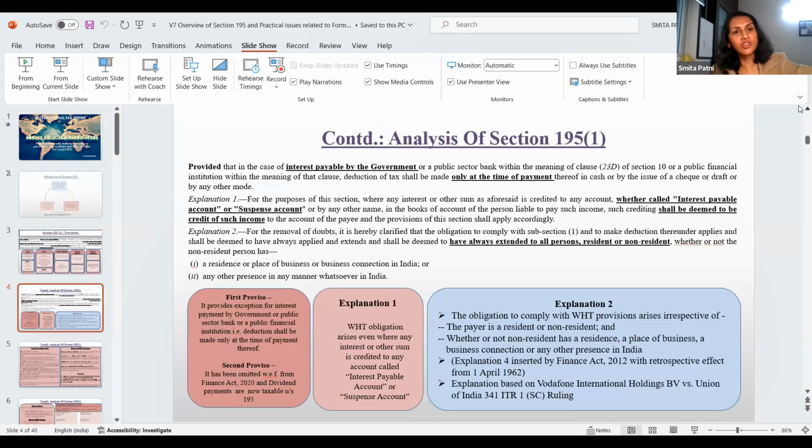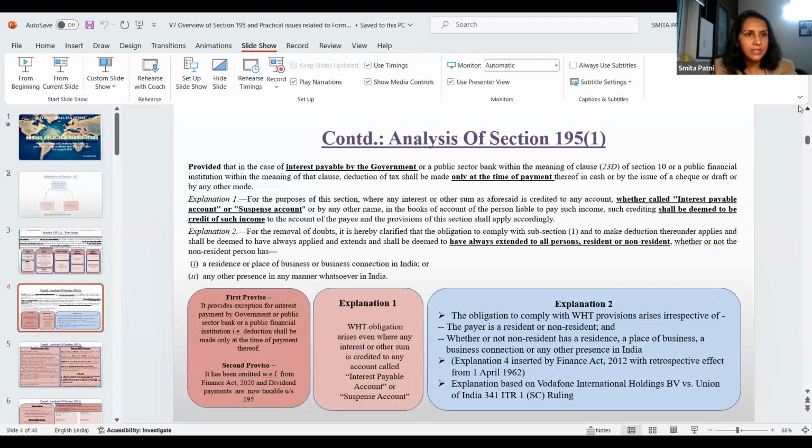So there are two explanations also. Explanation 1 says that interest payable account or suspense account, whatever account you name it, if that amount has been credited in the books of accounts by whatever nomenclature you give, then TDS is supposed to be deductible at that point of time only. We are not going to wait for the time of entry, because the bookish entry has already been passed. So we are not going to wait for the nature of that account to be transferred to a suspense account.